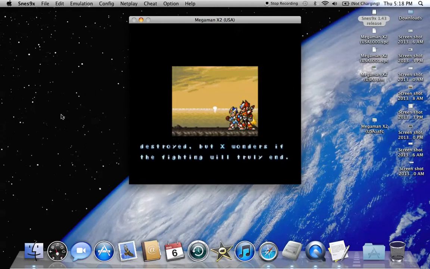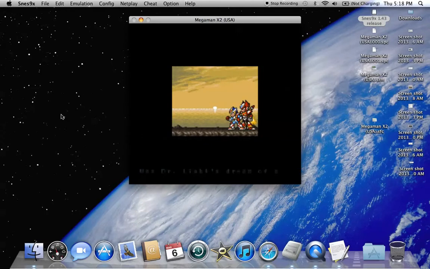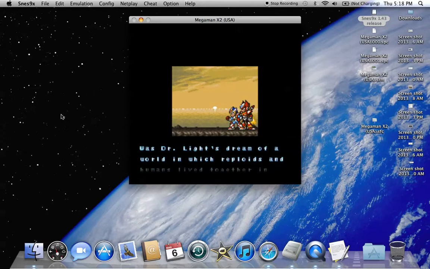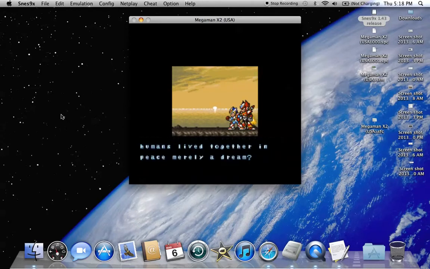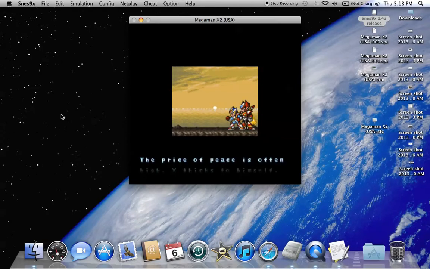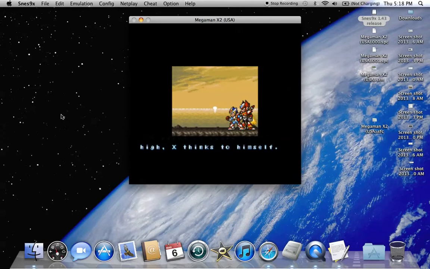I hate those text scroll things. They're trying to be text crawl things. They're trying to be dramatic, but they don't really get the mood right. I like that though, they referenced Dr. Light too right there. They actually mentioned him. Was that dream he had just a fantasy, or could it be a reality of Reploids and humans working together?